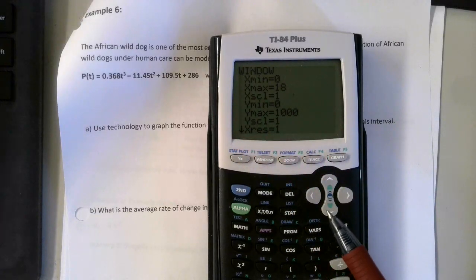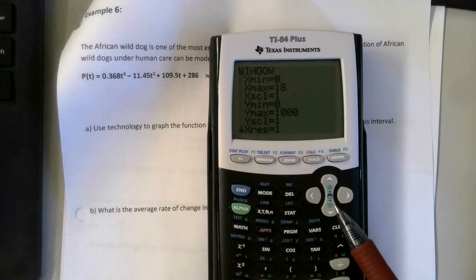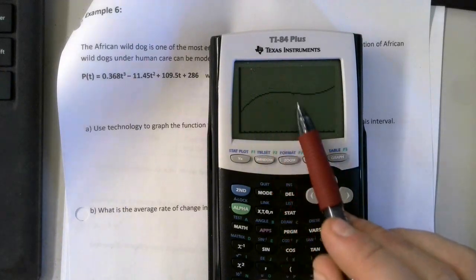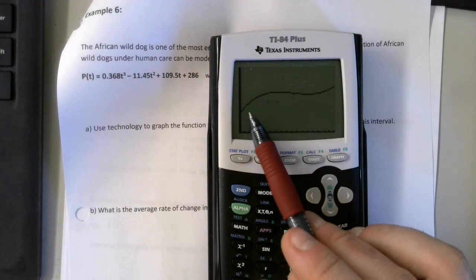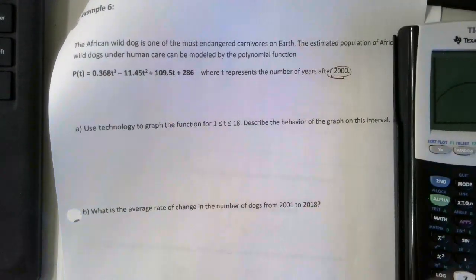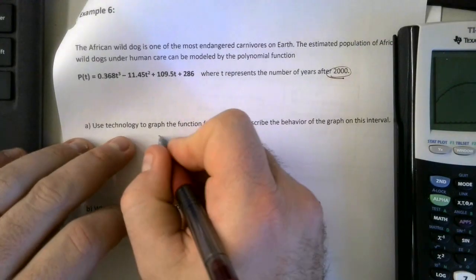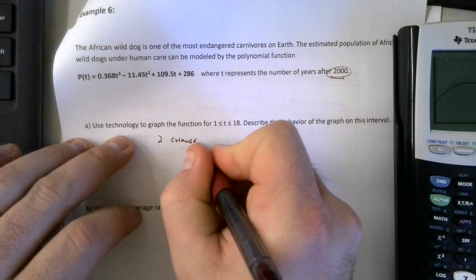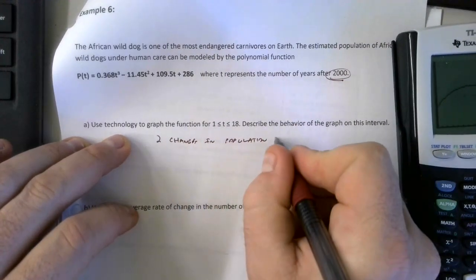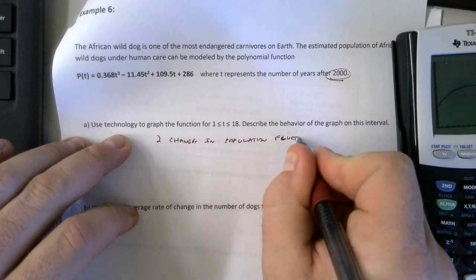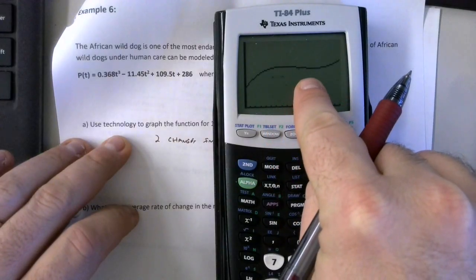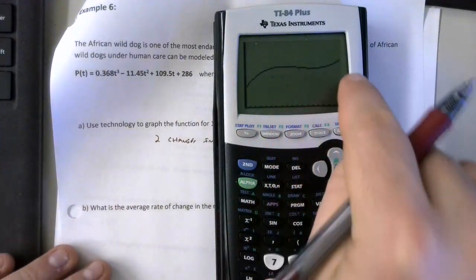Okay. Now in Desmos, you might be able to see this a little bit better if you zoom in and out. It's a little bit easier. So the moral of the story is now I can see everything that's going on. I have basically two turns going on, two changes in fluctuations. So what we would argue, describe the behavior, we would just say two changes in population fluctuations. So in other words, we got a relative max and a relative min going on. So it changes and goes back up and down through the years.